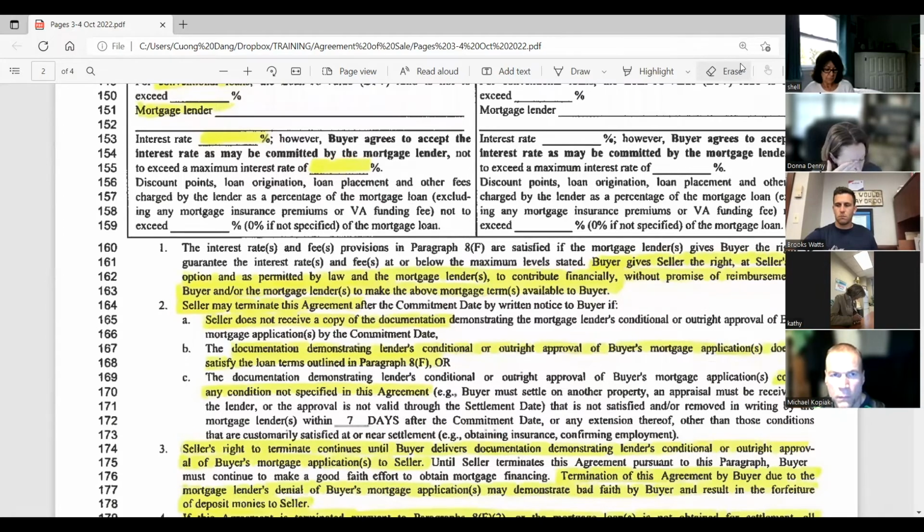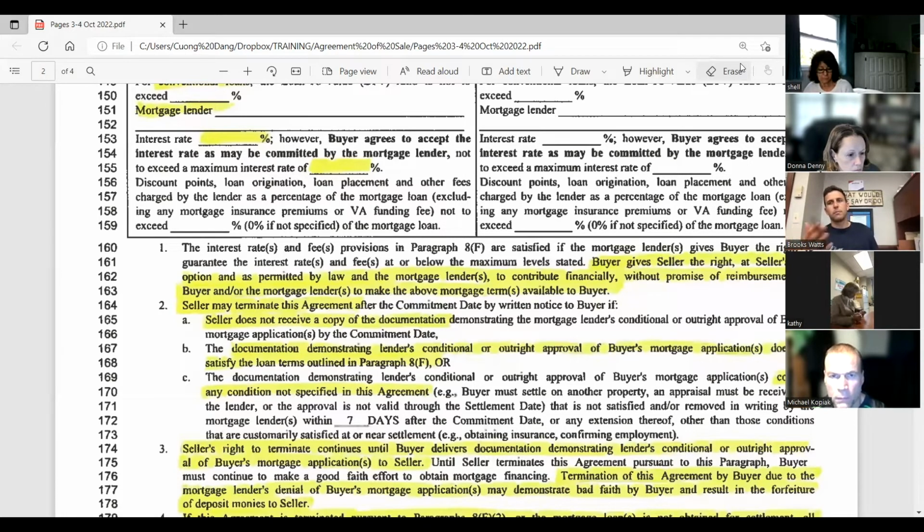The interest rate and fee provisions in paragraph 8F are satisfied if the mortgage lender gives buyer the right to guarantee the interest rate and fee at or below the maximum level stated. Buyer gives seller the right, at seller's sole option and as permitted by law and the mortgage lenders, to contribute financially without promise of reimbursement to buyer and/or the mortgage lender to make the above mortgage term available to buyer. Okay. What that's stating is sellers are allowed to contribute to help get that accomplished, whatever we wrote in that box.